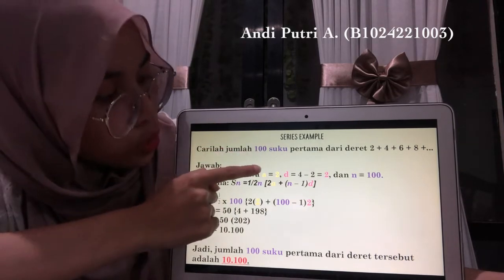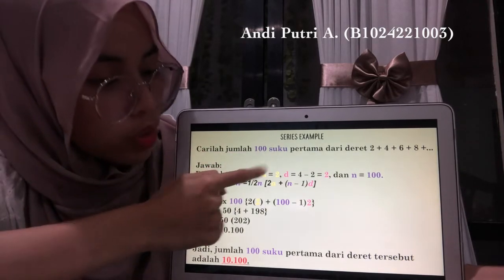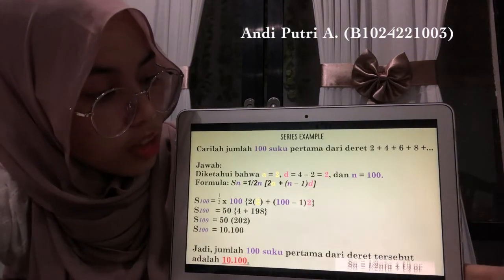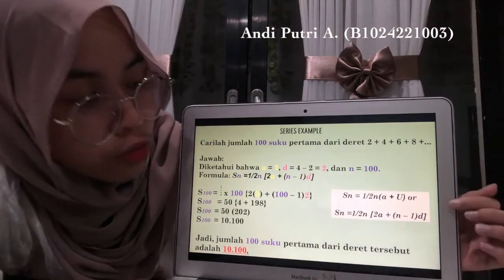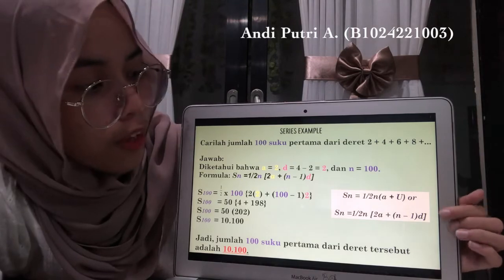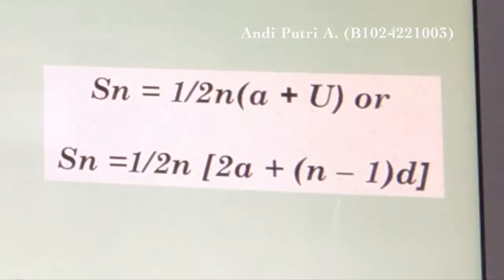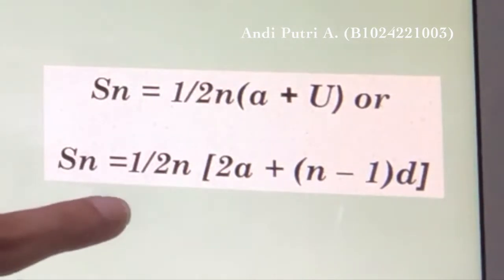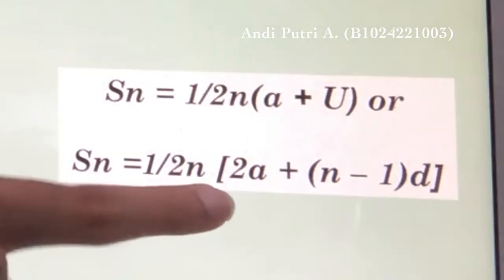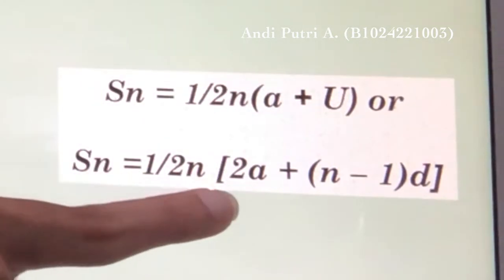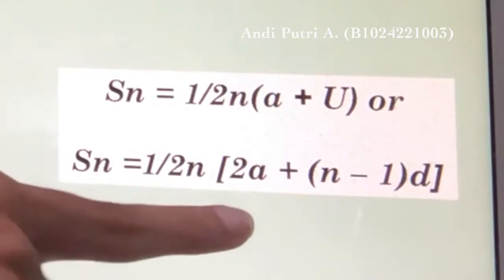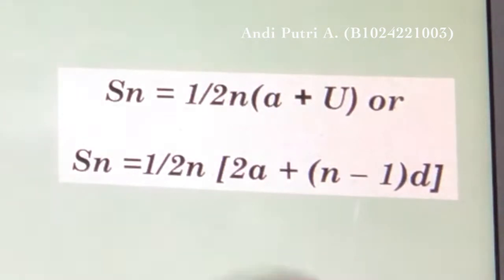In order to look for it, we have to know the formulas. There are two formulas that we can use. The first one is Sn equals 1/2 n (a plus u). Or we can also use Sn equals 1/2 n multiplied by (2a plus (n minus 1) multiplied by d).